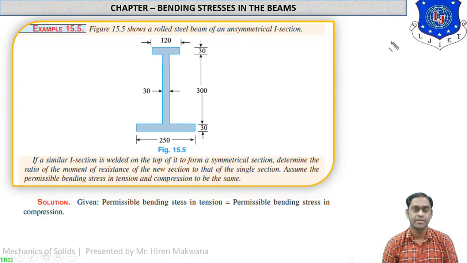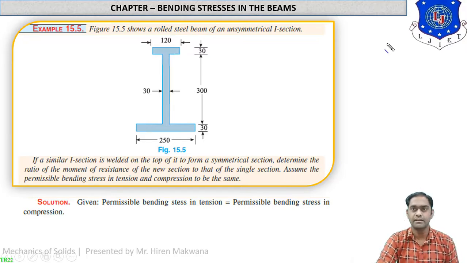Let us see ahead. In this numerical, an unsymmetrical I section is given to you, but we have to join this I section with the mirror image of the same I section. When we weld the mirror image of this I section, it will form a symmetrical I section, and we have to calculate the ratio of moment of resistance for both the sections: the symmetrical section after welding and the unsymmetrical section which is shown over here.